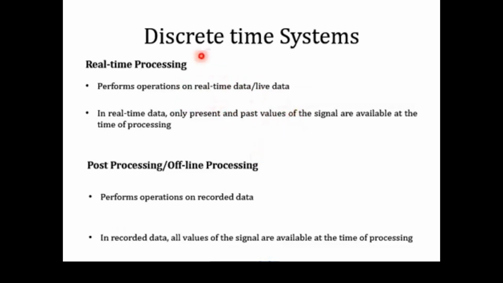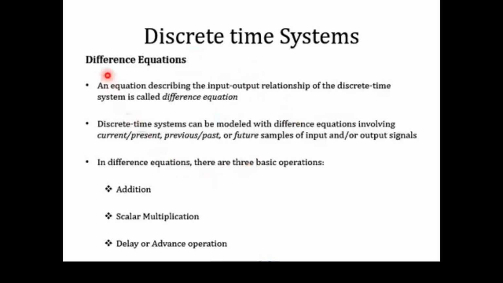Now let's come to the difference equation. Difference equation is simply an equation which can describe a relationship between input and output signal of the given discrete time system. So difference equation can describe the characteristics of system in time domain because it can relate a discrete input and a discrete output signal of the given discrete system. And every discrete time system can be modeled or represented by using difference equations which can contain present values, previous values, or future values of the signals.